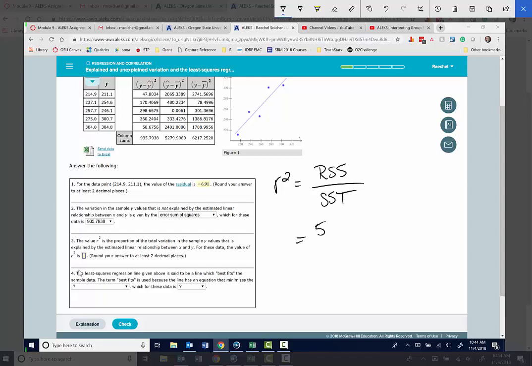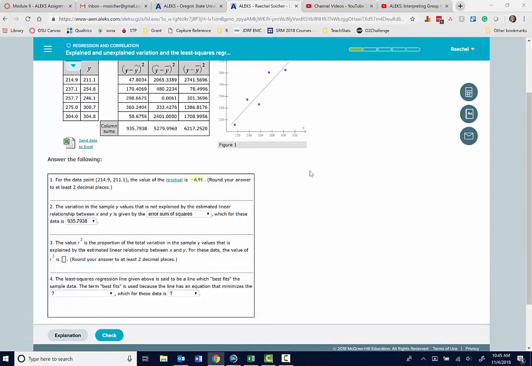So for us, our sum of squares for the regression is 5,279 in sum, divided by the sum of squares total, which is 6217.2520. And this is equal to 0.8492. This number should always be less than 1. And in practice, it is hardly ever this high. We're never so good at estimating our variation. Okay, but in this case, round our answer to at least 2 decimal places is 0.85.